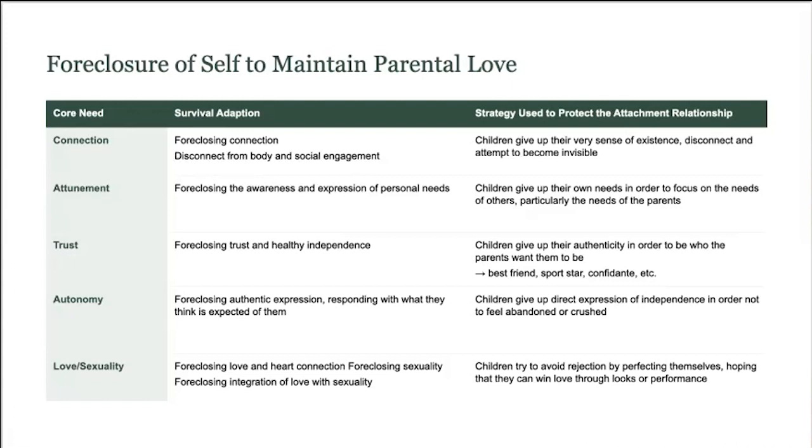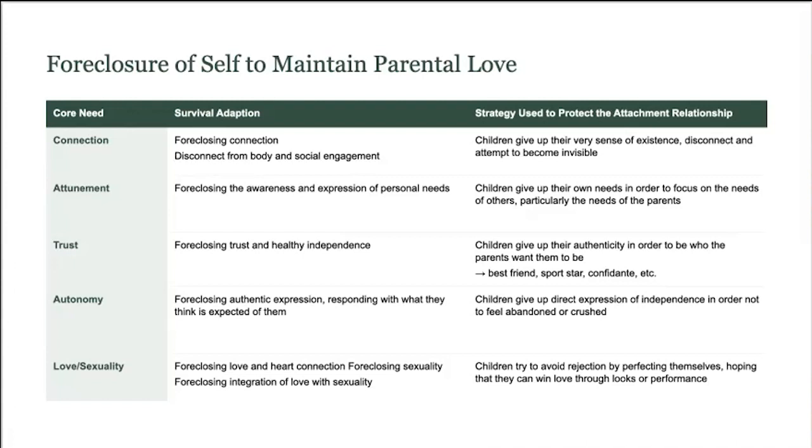With the autonomy survival style, the child gives up their direct expression of independence, of their capacity to say no, to set boundaries, in order to just comply and fit in, to only do what they think is expected of them. And so you can see what profound adaptations children need to make to get through those stages of their development when there's trauma there.